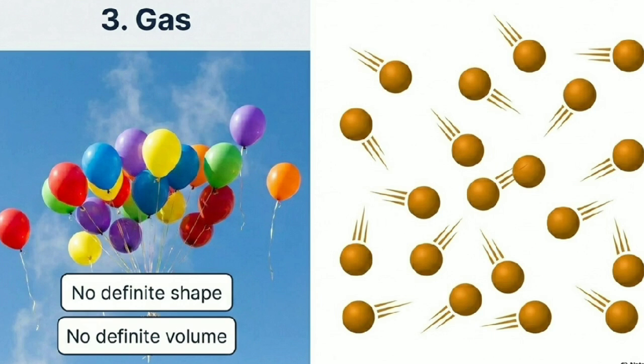Next we have gas. Gases have neither a fixed shape nor a fixed volume. Examples: air, oxygen, hydrogen. Gas particles are very far apart. They move freely in all directions. Therefore, gases spread easily and fill the entire container.